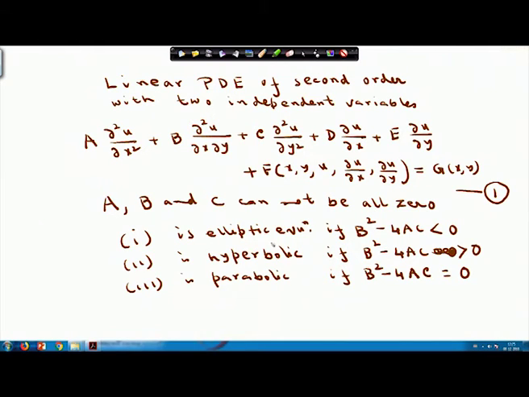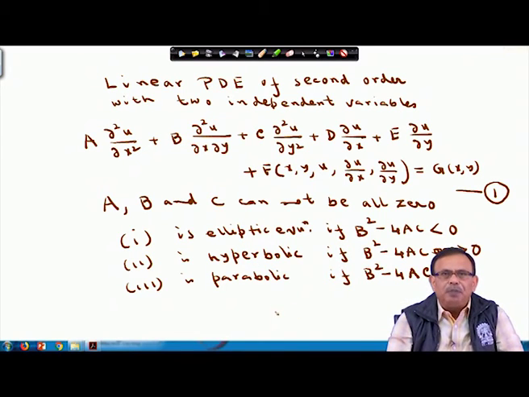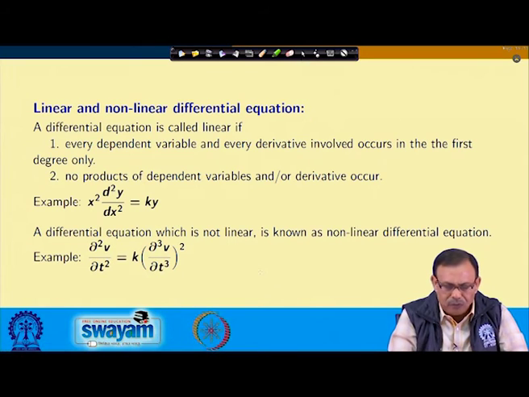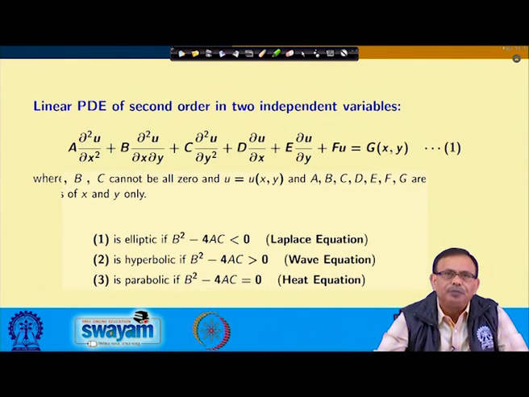So, these are the three classifications basically we have. The second order linear PDE can be elliptic, hyperbolic or parabolic depending upon the value of b square minus 4ac. If b square minus 4ac is less than 0, it will be elliptic. If b square minus 4ac is greater than 0, it is hyperbolic, and if b square minus 4ac equals 0, we call it parabolic. So, let us see this once we are doing it.